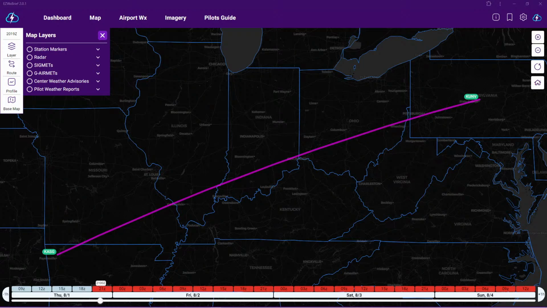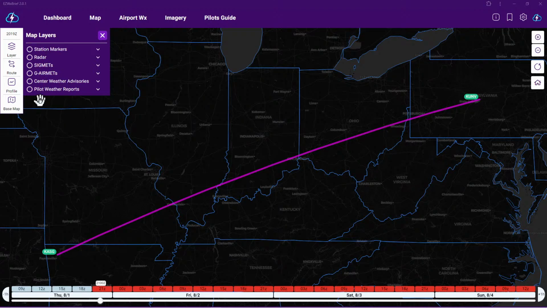Thanks for tuning in. Let's talk a little bit about how to use EZWxBrief to plan a flight with some of the various different convective forecasts in EZWxBrief. Now we're going to plan a flight here from KUNV to KASG. Now I've got all the map layers turned off for a good reason.